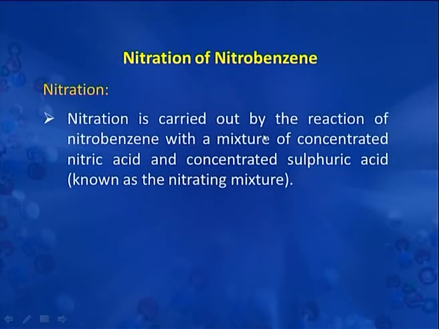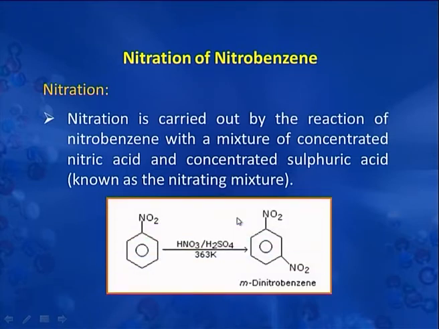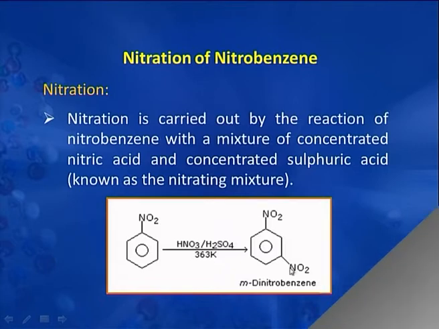Now we will discuss the nitration of nitrobenzene. Nitration is carried out by the reaction of nitrobenzene with a mixture of concentrated nitric acid and concentrated sulfuric acid, which is also known as nitrating mixture. When nitrobenzene reacts with nitrating mixture, it forms meta-dinitrobenzene. As we have already discussed, the nitro group is meta directing, so the next electrophile comes at the meta position.